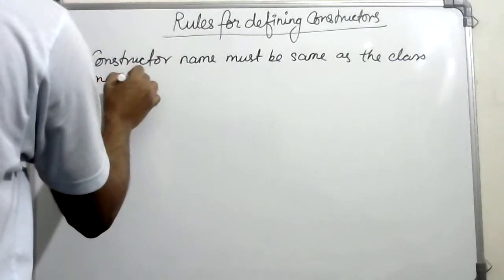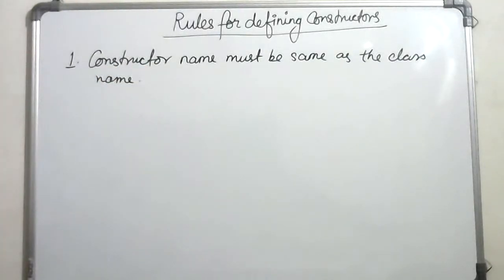As the class name. So if the class is called A, the constructor will also be called A. If the class is called student, the constructor name will also be student. If the class is called program1, the constructor will also have a name program1. The cases will also match. So if program1 starts with a capital P, the constructor name will also be program1 with a capital P. So the names must be same. The class name and the constructor name must be same.